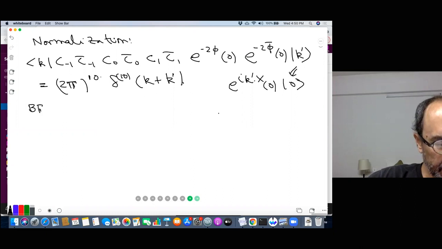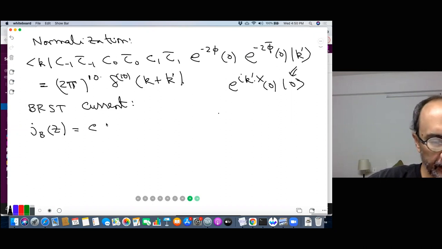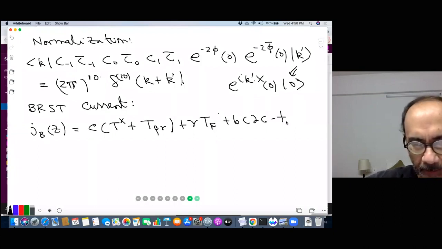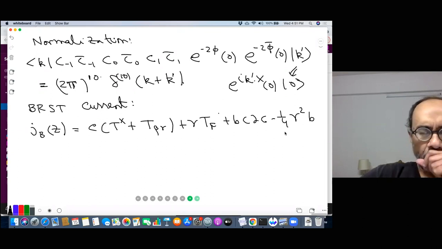Okay, BRST current. So j_B(z), this I introduced in bosonic string theory. Now there will be extra terms. It is c times T_x plus T_{βγ}, which I have defined, plus γ T_F, plus bc∂c, minus 1/4 γ² b. Now this γ², you have to be a little careful. It's a product of two γs. It doesn't have any singularity, because the γγ OPE doesn't have singularity.